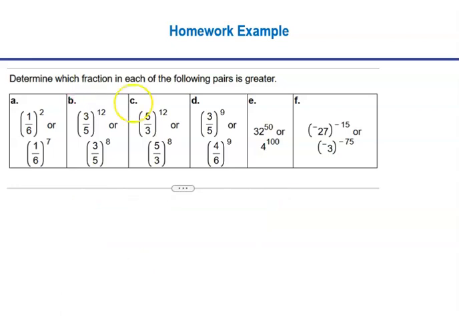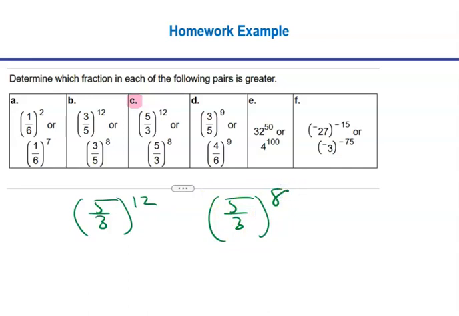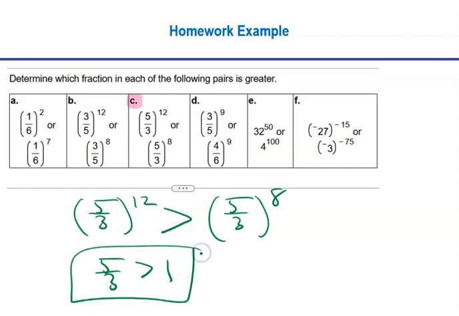Next example, looking at C. All right, so this time we have 5/3 to the 12th compared to 5/3 to the 8th. Now this is different, right? 5/3 is bigger than 1. Now if you raise a number that's bigger than 1 to a power, that's just going to get larger and larger and larger. Every time you multiply another 5/3, that number gets bigger and bigger. So in this particular case, when you raise this to the 12th power, that is definitely going to be larger than when you raise this to the 8th power. Why? Again, because 5/3, the base, is bigger than 1.